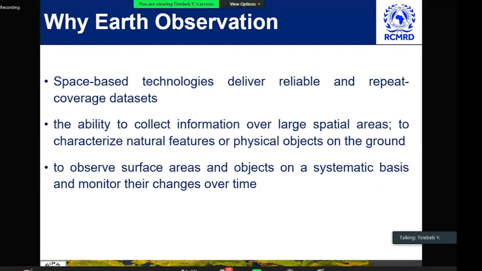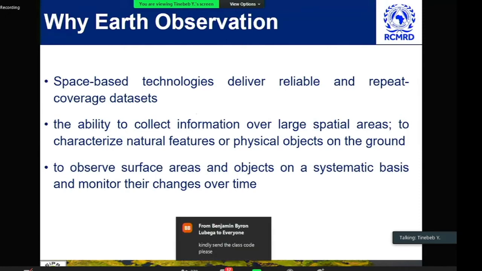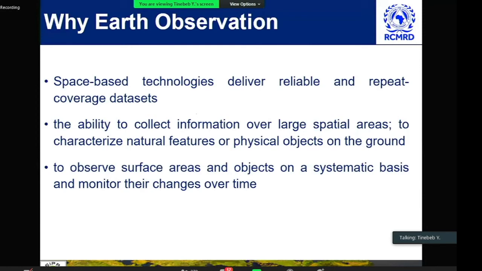But these are point-based data that is released from each station. The advantage of Earth observation is integration of all the data, which we are going to see in a pixelated form, that is forming each category under grid-based application of spatial component. And then the third Earth observation method that we are trying to see is the advantage to observe surface areas and objects on a systematic basis and monitor their changes over time.